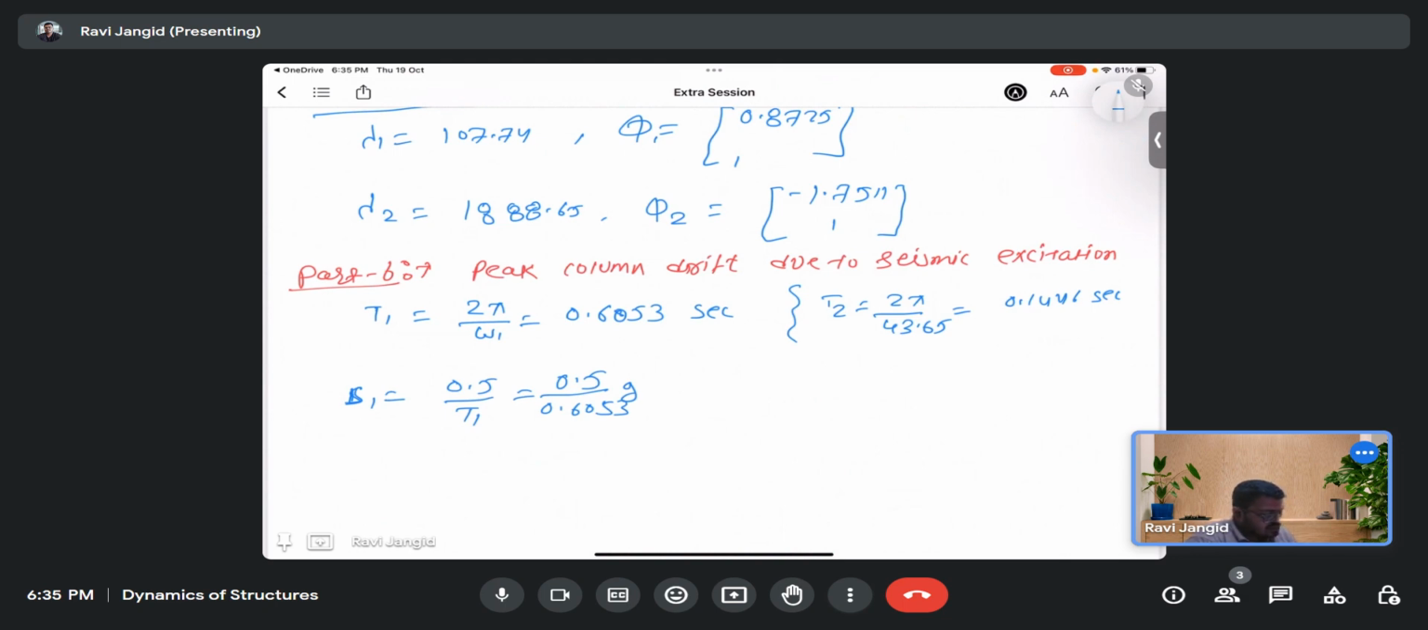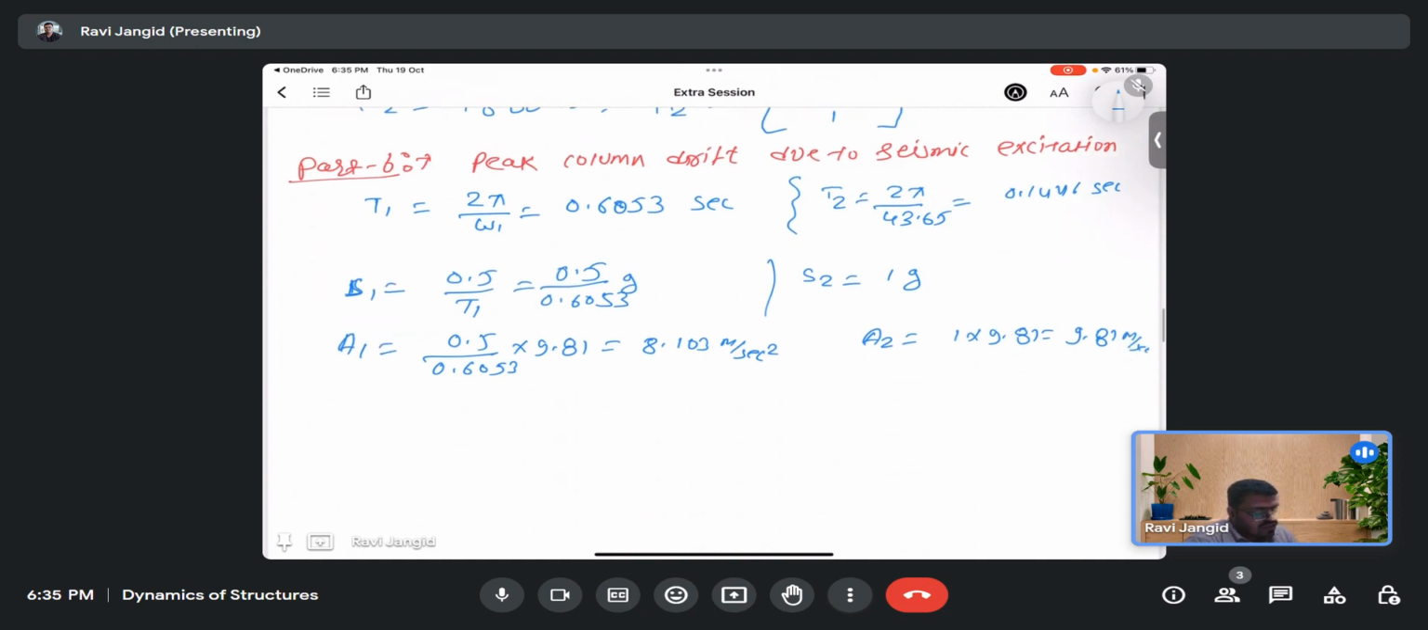Okay, and that S2 is simply 1g. So if we calculate A1, it will be 0.6053 times 9.81. If you do that, you will get 8.103 meter per second square. Similarly, you can get A2, that is 1 into 9.81, so it will be the same, 9.81 meter per second square.